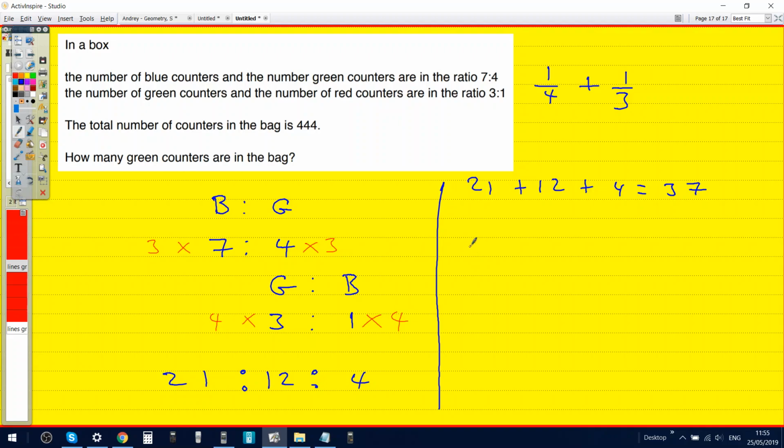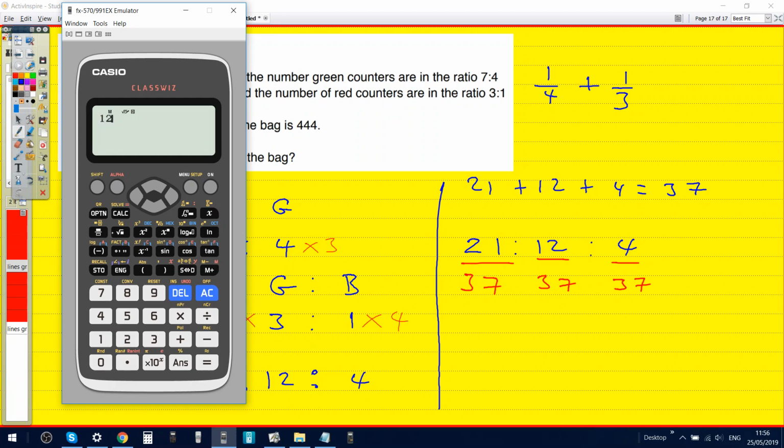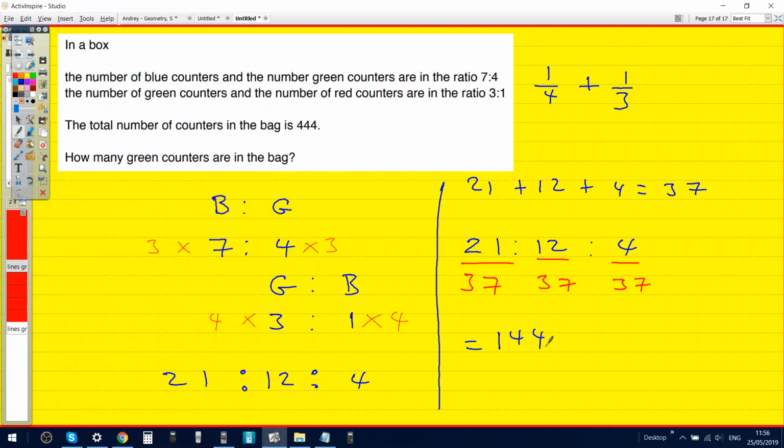So 444 divided by 37 is 12, and then you do 12 times 21, which is the amount of green. No, that's blue, sorry. Times it by 12. Twelve times 12 is 144. That's how many green houses there are. As a fraction, it's 12 out of 37, and that's times 444, and I get 144. Same thing? Yeah, that's it. 144 greens.